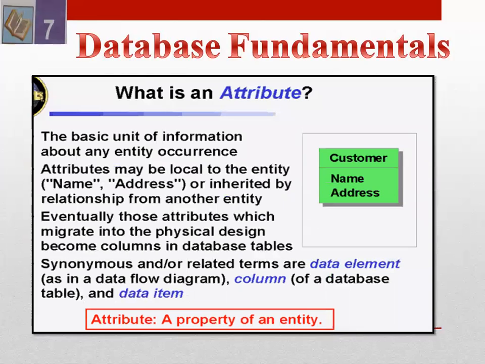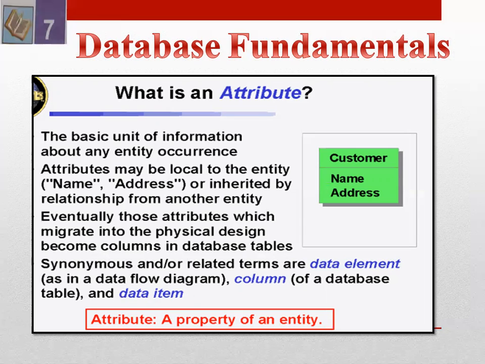Then we have an attribute. What is an attribute? The basic unit of information about any entity. Occurrence attributes may be local to the entity, such as name and address, or inherited by the relationship from another entity. Eventually, those attributes which migrate into the physical design become columns in the database table, and related terms are data elements, columns, as in a data flow diagram, columns of a database table, and data items.